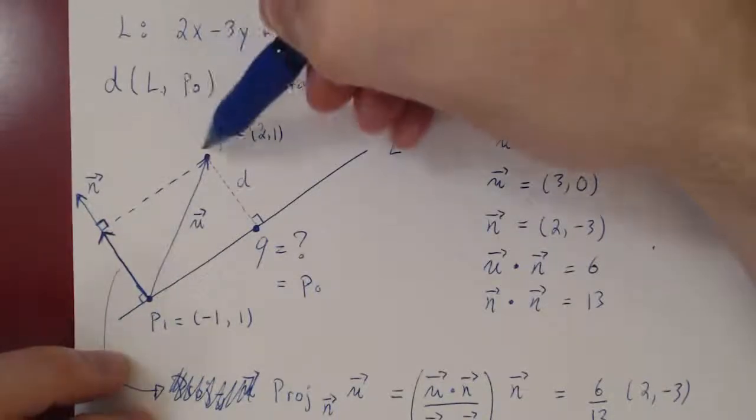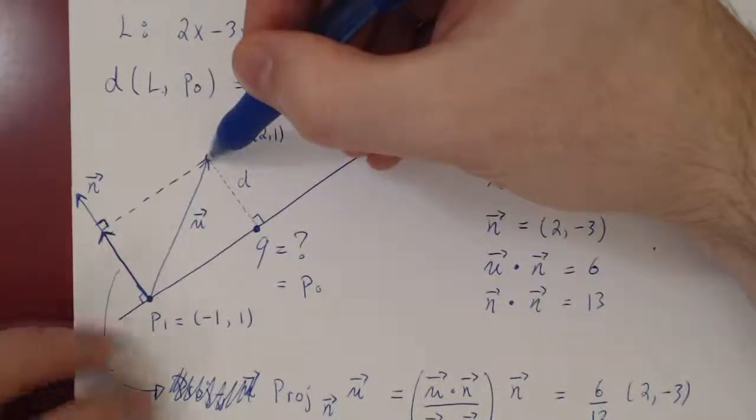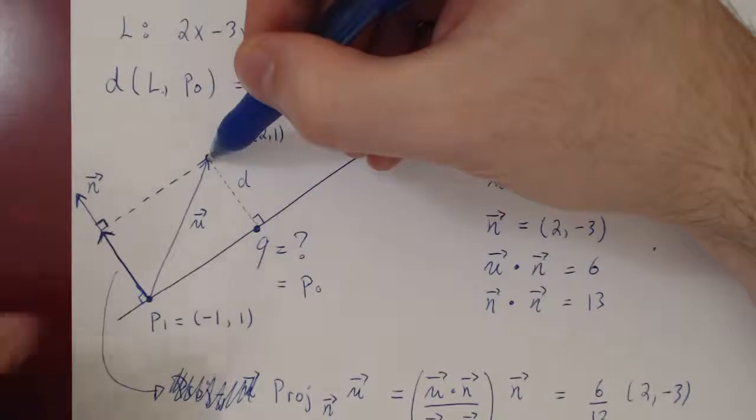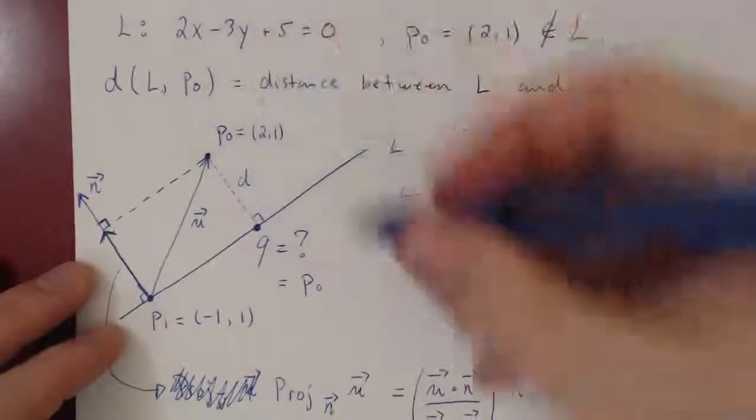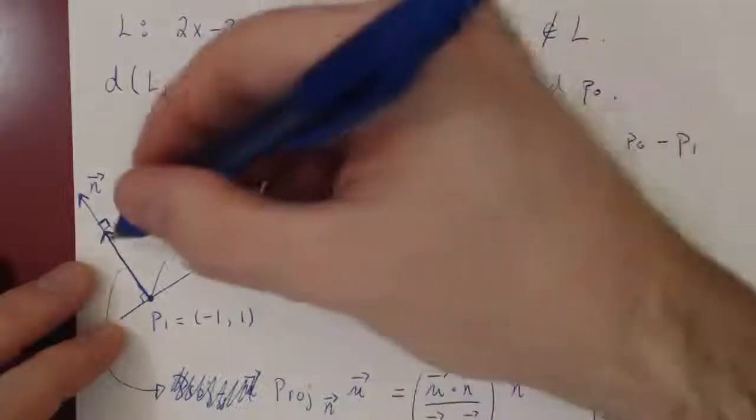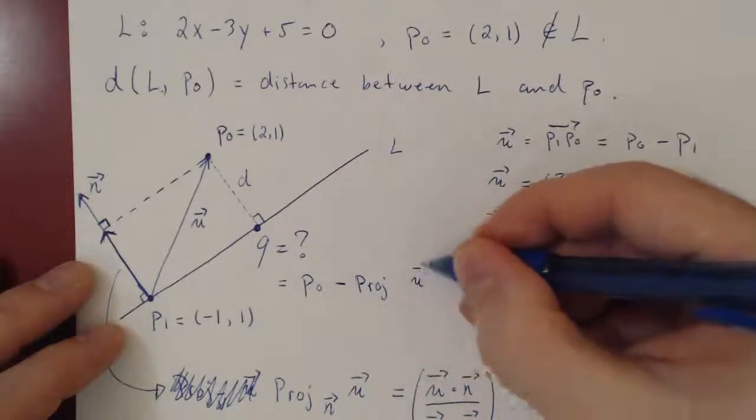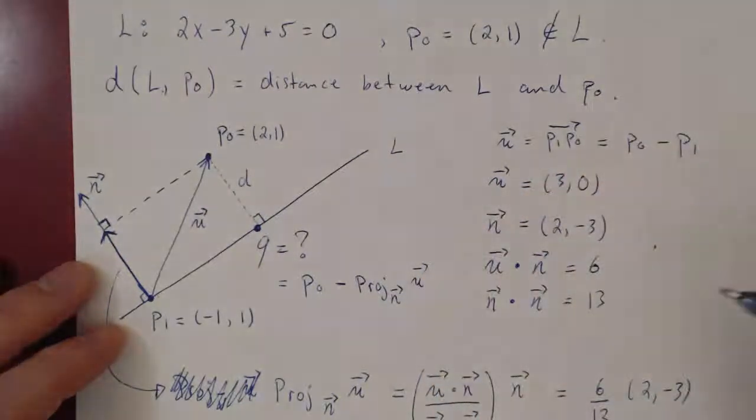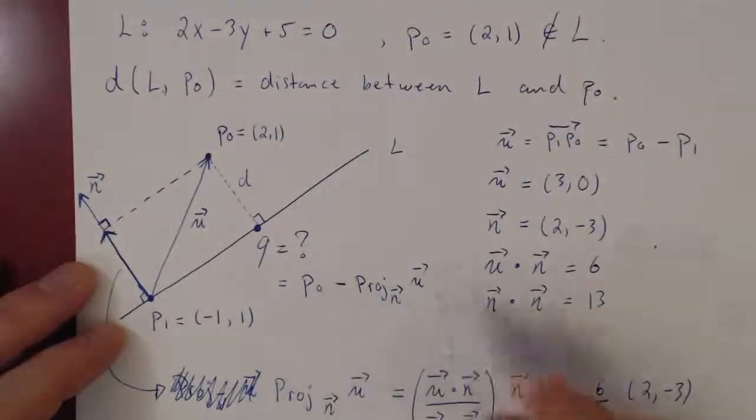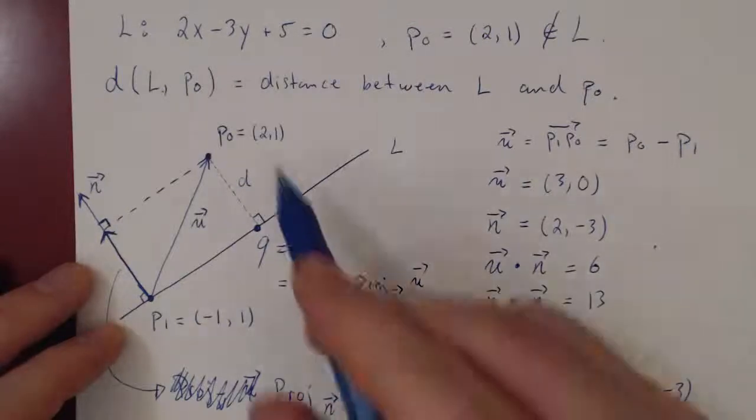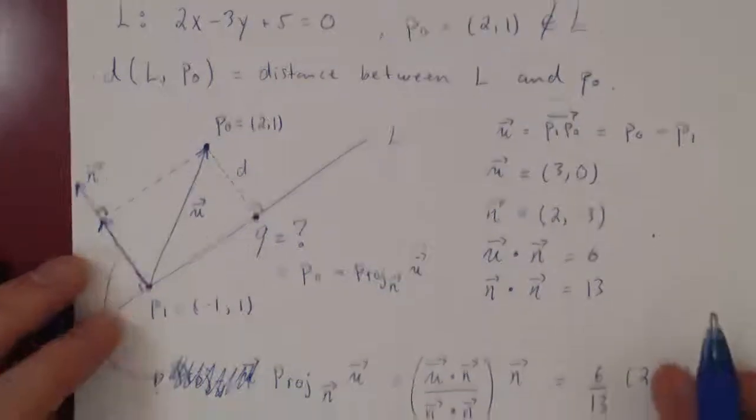But what if you did P naught and you added the negative of this vector? Then you would get P naught, and if you add the negative of this vector, you land exactly on Q. So it's just P naught plus the negative of the projection of u onto n. And this will give you the point on L that lies closest to P naught. So let's compute this. And it's quite easy because we already have the coordinates of P naught, and we have just found the projection of u onto n.